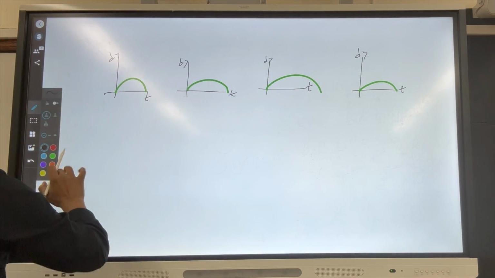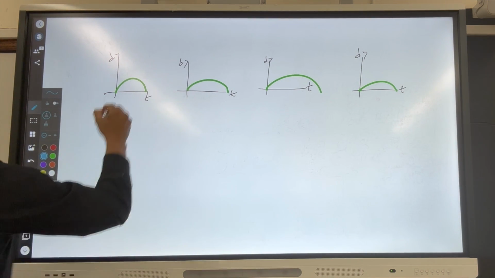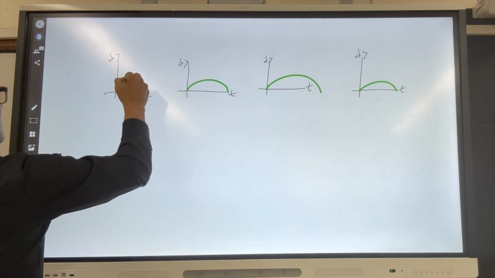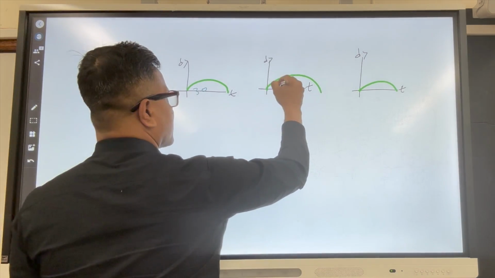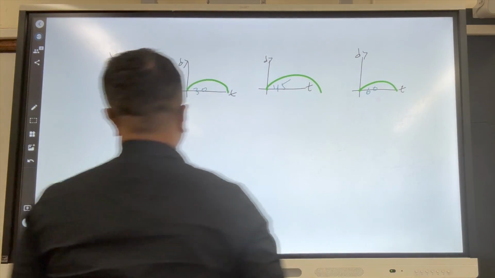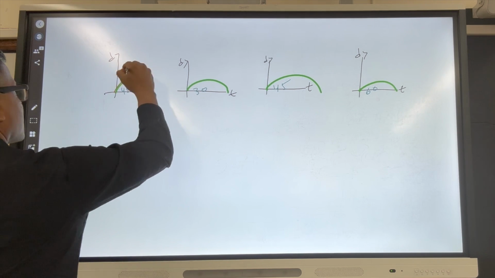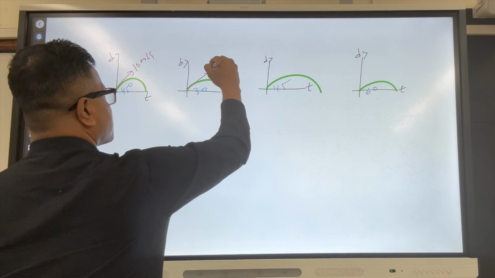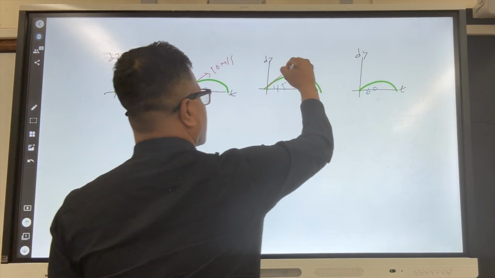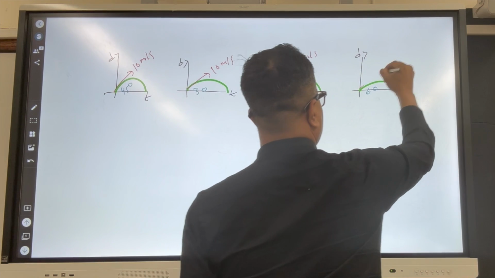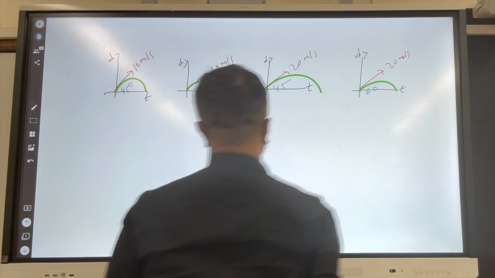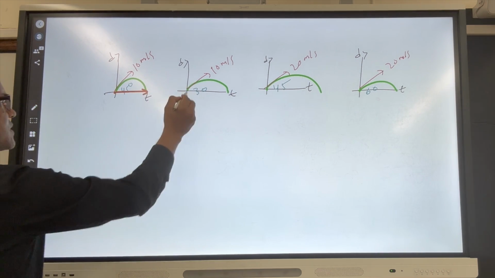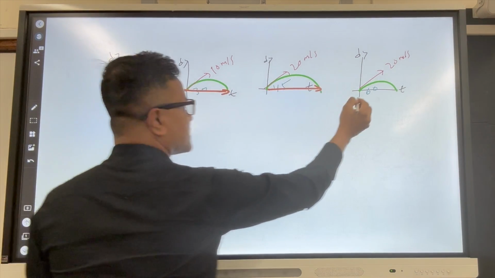But not with the same angle. The angles are, let's say, 45 degrees, 30 degrees, 45 degrees, 60 degrees, and not with the same velocity. Let's say 10 meters per second, 10 meters per second, 20 meters per second, and 20 meters per second. You know that the range is what you try to find. Which one has the maximum range? Is it this one, or this one, or this one, or this one?